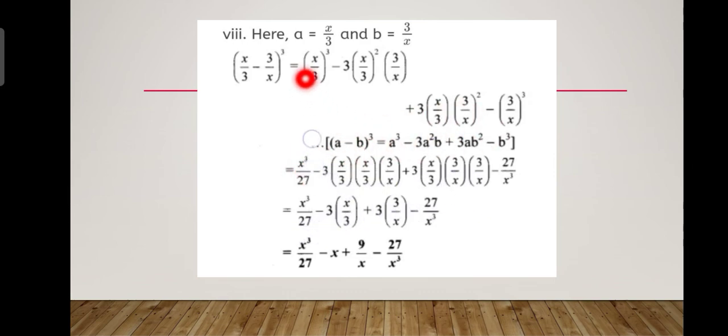So we have x cube upon 3 cube is 27, minus 3 will remain as it is, x upon 3 square, we will write it twice and 3 by x, plus 3 into x upon 3, 3 upon x square we will write twice, minus 27 upon x cube, because 3 cube is 27, x cube will remain as it is. Then from here we are going to cancel out this 3 and this 3, so what we're going to have, this 3 and this 3 and this x and this x.